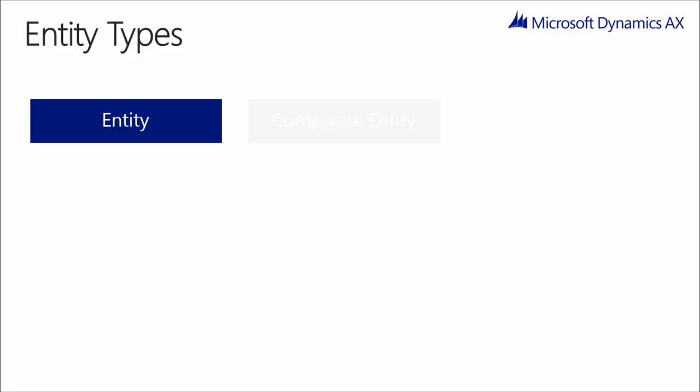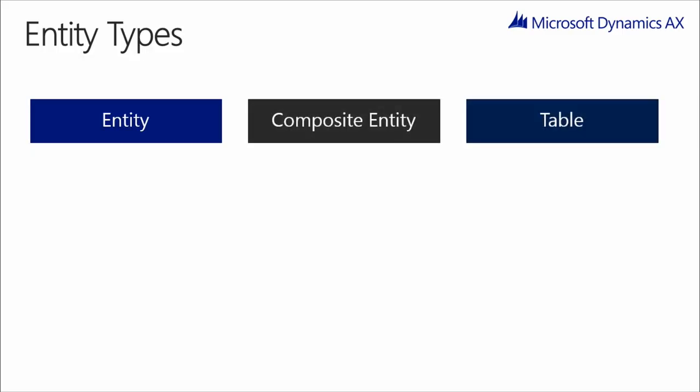When you create a new target entity using the target entities form, you have the option to use one of three types of entities: a regular entity, a composite entity, and a table.